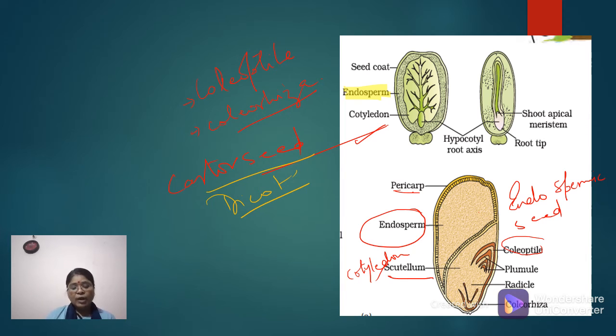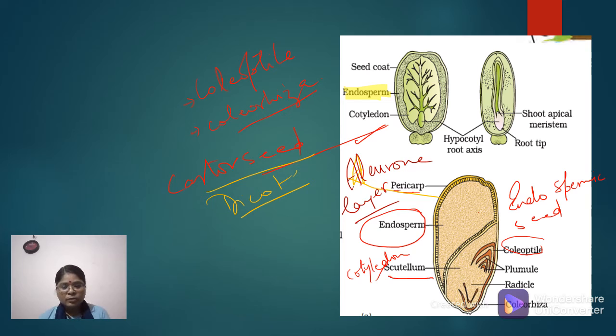And here in this maize plant you can see this is called the aleurone layer. This is called the aleurone layer, which is surrounding your endosperm. So these are the different parts of your seed.